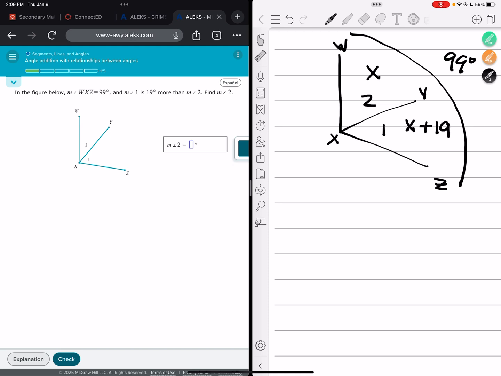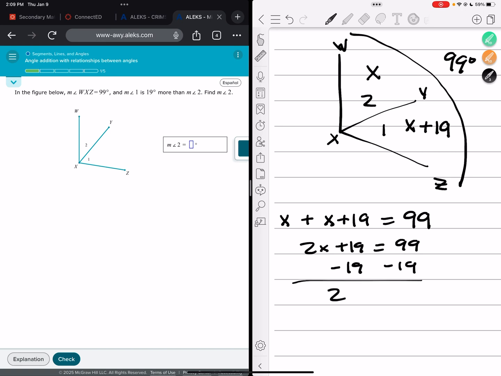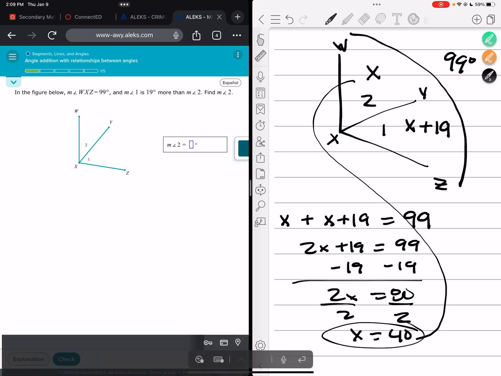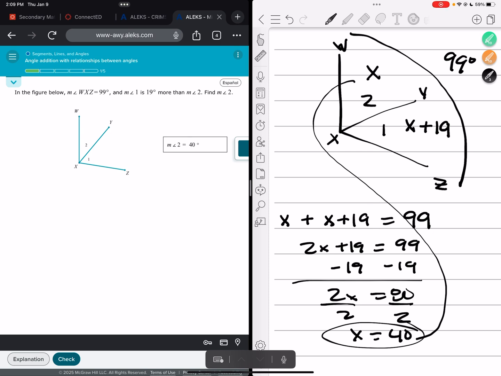Again, we're going to go ahead and add these two together. So I have X plus X plus 19, and that equals my 99 degrees. I can simplify to get 2X plus 19 equals 99, minus 19 from both sides to get 2X equals 80. Divide both sides by 2, and I'm left with X equals 40. This X value right here is the measure of angle 2, which is what they want. So I can go ahead and just say 40.